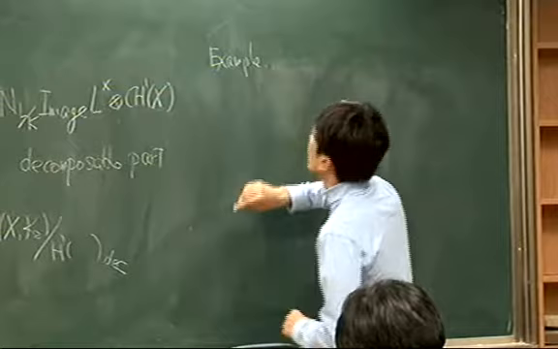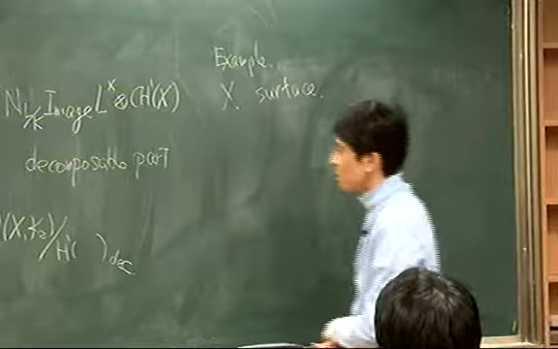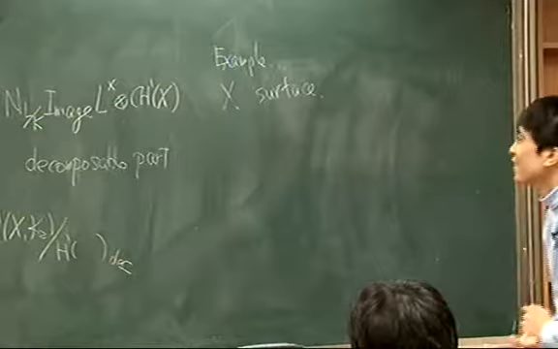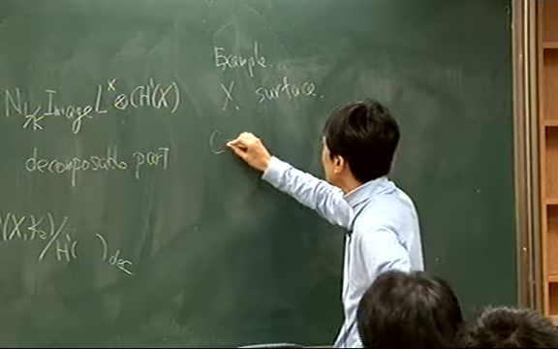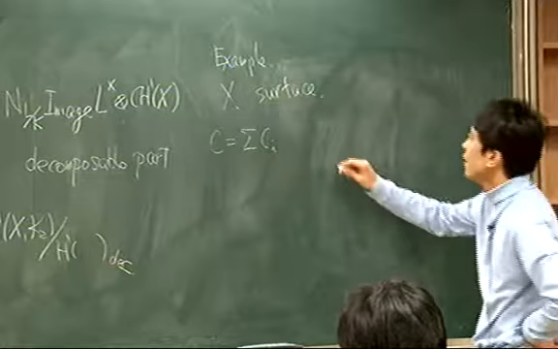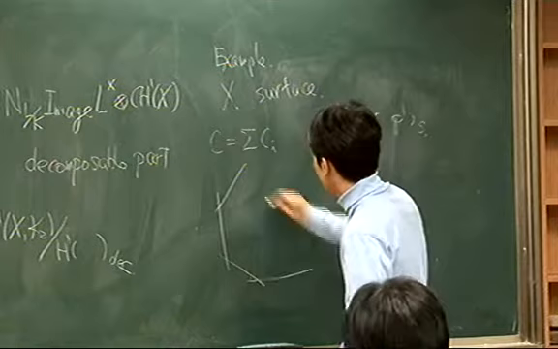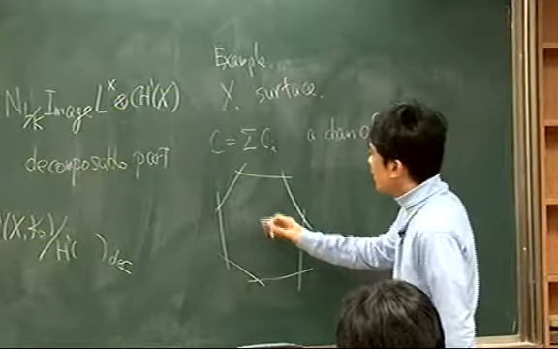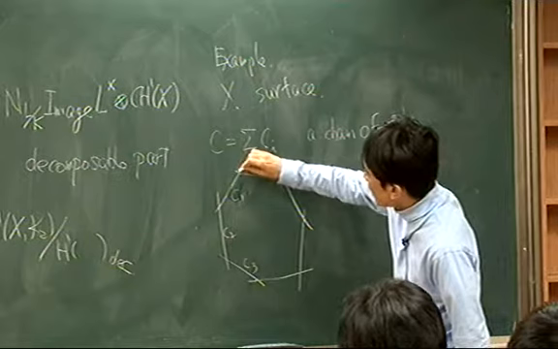Now assume that X is a surface. I keep in mind only X is a surface, all the time. And now consider C, a union of the curves Ci, which is a chain of rational curves, and the shape is like that. So C1, C2, C3, and let Pi be the intersection points, like this.